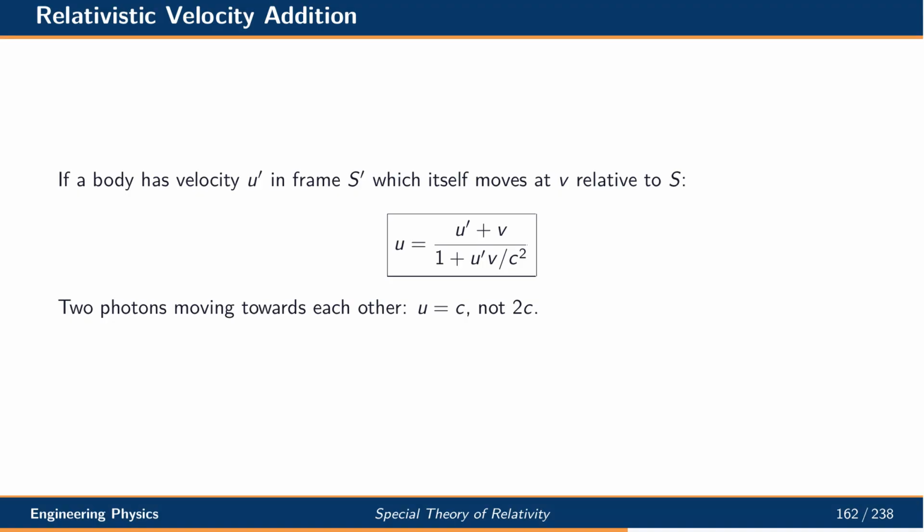When velocities are added in special relativity, the result is not simply the sum, as in Galilean physics. Instead, the resultant velocity is the sum divided by 1 plus the product of the two velocities over c squared. If two photons travel towards each other, this formula gives a relative velocity of c, not 2c. No velocity ever exceeds the speed of light, which preserves the second postulate.